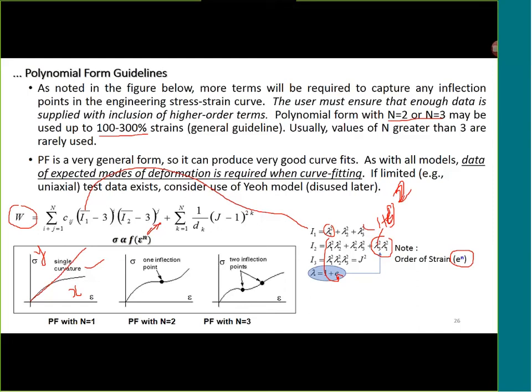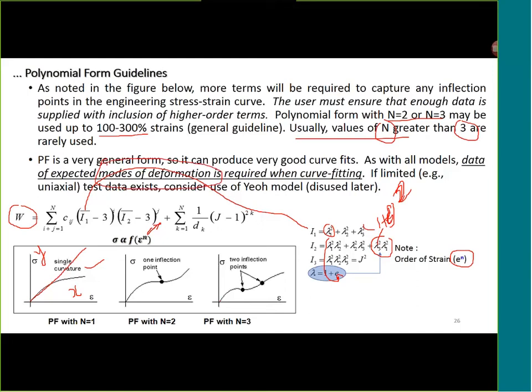When we use a polynomial order of more than 3, though it can capture very complex stress-strain curves, mathematically the curve fitting procedure and other things become very complex. So one of the challenges here is that as we go for higher and higher order of the polynomial, we need data for all the modes of deformation.